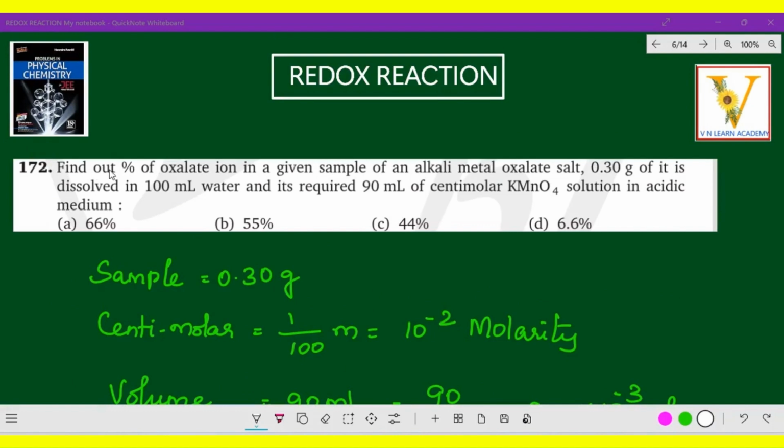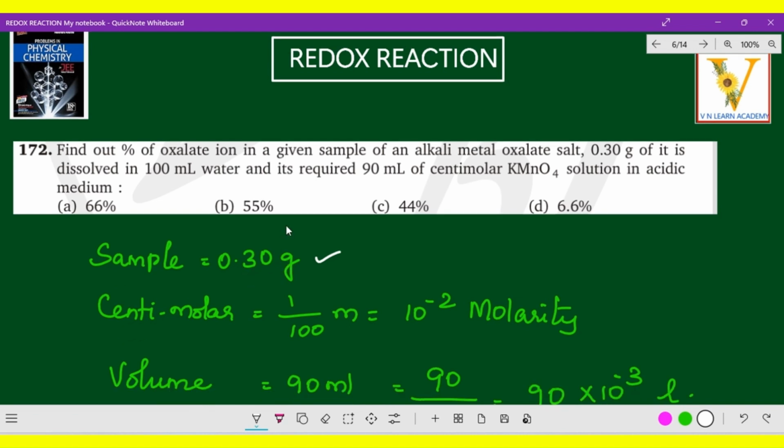The next question: find out the percentage of oxalate ion in a given sample of an alkali metal oxalate salt. 0.30 gram of it is dissolved in 100 ml of water, and it required 90 ml of centimolar KMnO4 solution in acidic medium. Now we have to find out the percentage of oxalate. This also is the same idea that we are going to follow, but something different. Yes, come on, let us discuss the sample amount, how much it is. 0.30 gram. Yes, I have given all the data for you to understand. So let us check all these points.